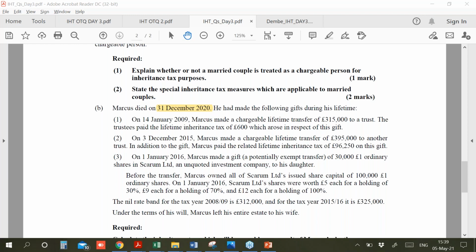Now, guys, I want to ask you: I know that in one instance, the lifetime tax paid will also be added back to the chargeable lifetime transfer amount of the asset. You tell me, when does this happen? When the donor pays the tax themselves, or when the trustees pay the tax in lifetime? In one instance, the tax is also added into the cost of the transfer.